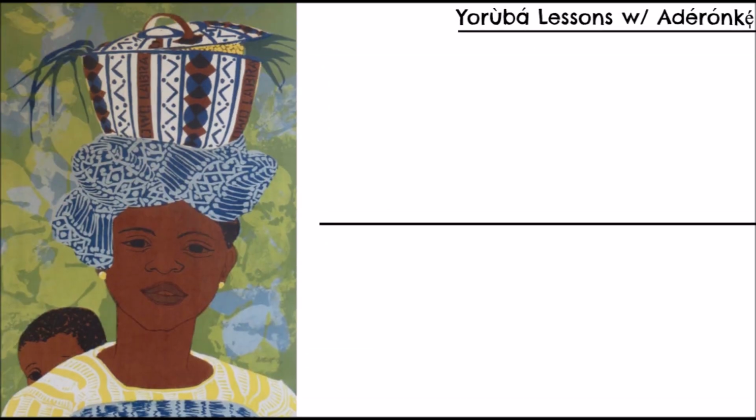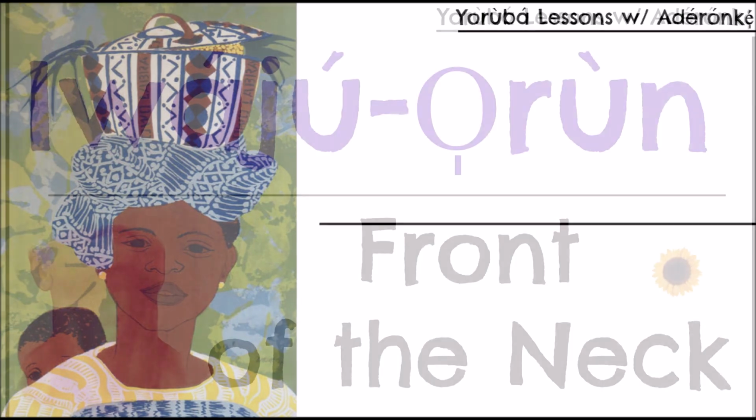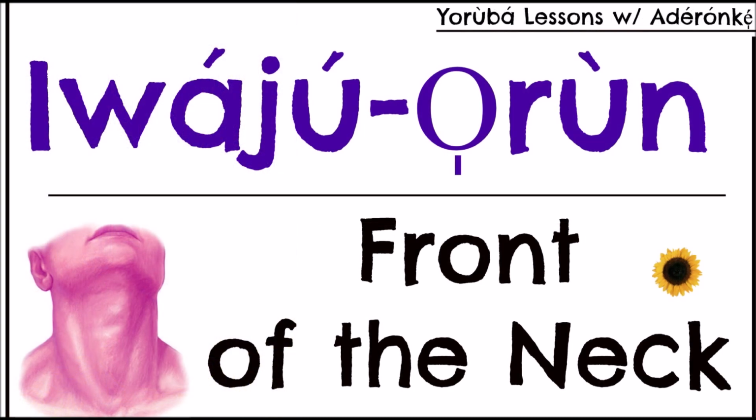Now, I've not made a video on prepositions yet, but I will make one and emphasize even more prepositions like this one. But note that the front of the neck is Iwaju Orun. Iwaju is front. Some people would exclude the I and just say Waju Orun. Still correct. Front of the neck.